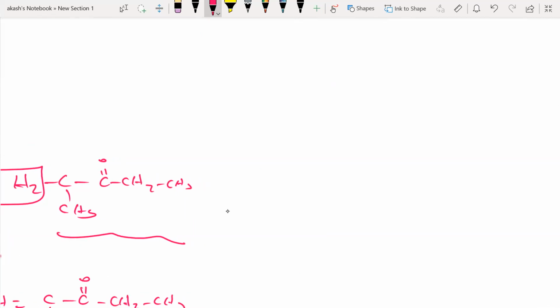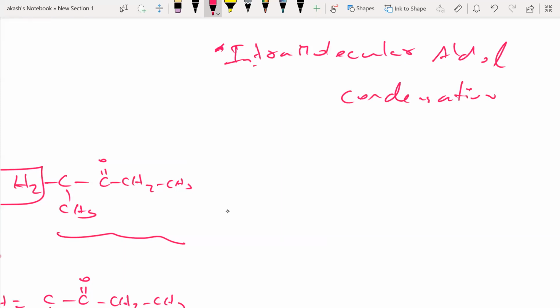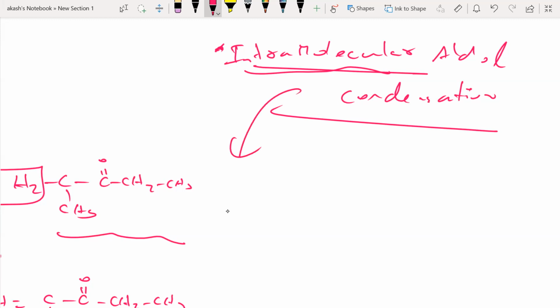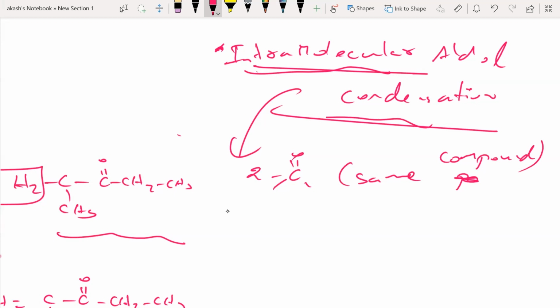Right, so another kind of aldol reaction is what is called intramolecular aldol reactions. Intramolecular aldol condensation we are going to see. Okay, what do you mean by intramolecular? Within the same molecule, I'm going to have the reaction. Right, so definitely what kind of compounds can give intramolecular condensation? If you have 2 C=O's in the same compound, then those kind of molecules can give intramolecular aldol condensation. How? Let us try.